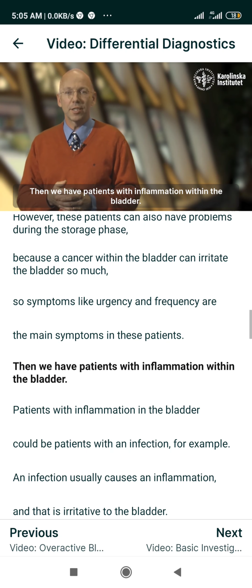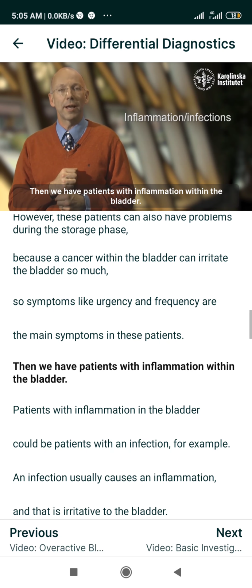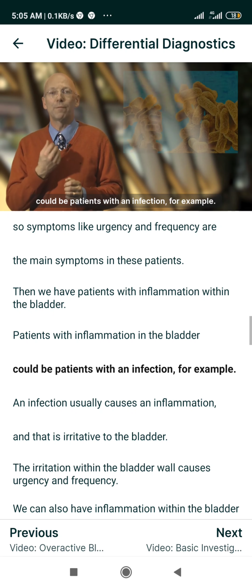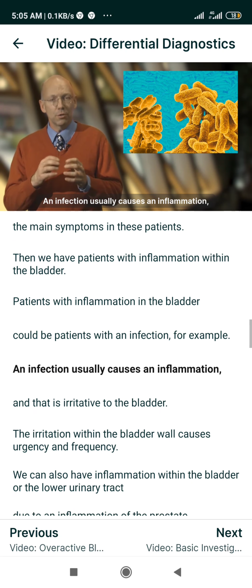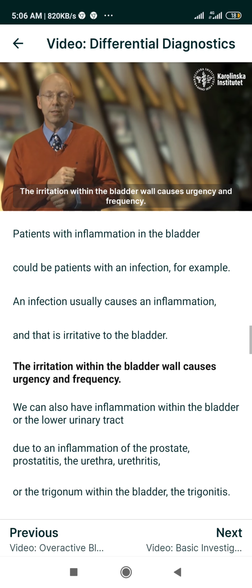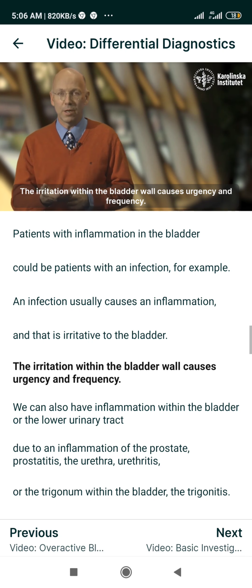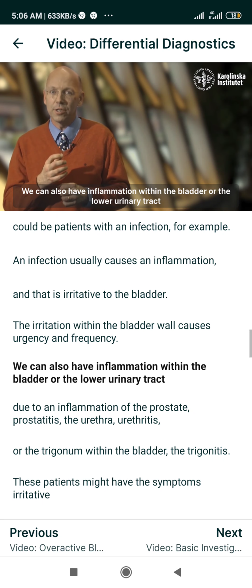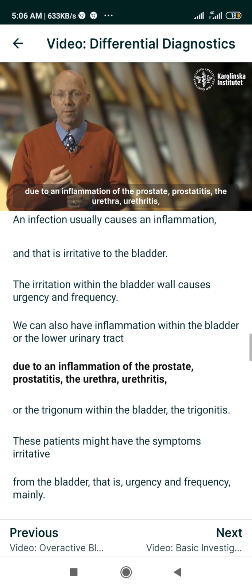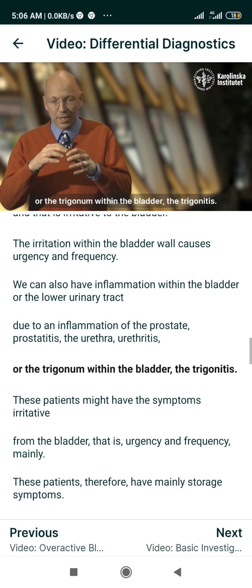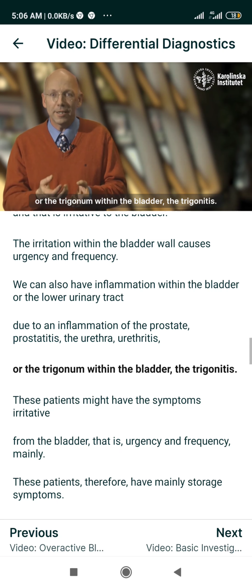Then we have patients with inflammation within the bladder. Patients with inflammation in the bladder could be patients with an infection, for example. An infection usually causes an inflammation, and that is irritative to the bladder. The irritation within the bladder wall causes urgency and frequency. We can also have inflammation within the bladder or the lower urinary tract due to an inflammation of the prostate, prostatitis, the urethra, urethritis, or the trigone within the bladder, trigonitis.